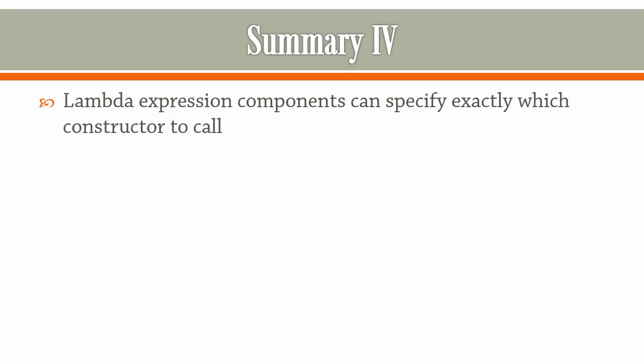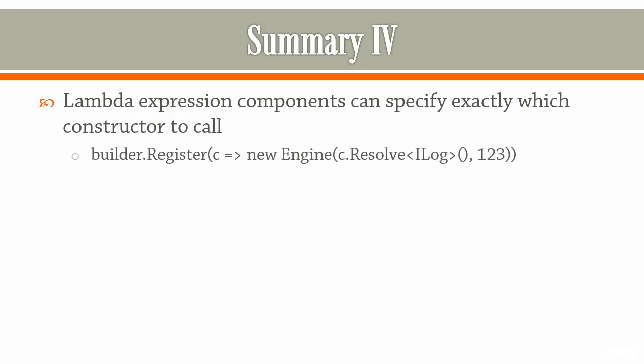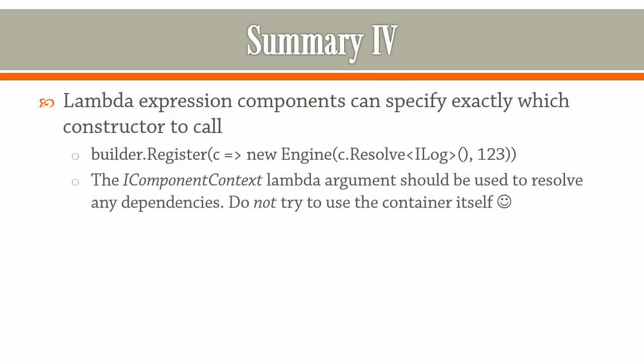Now, we also looked at Lambda expression components, and these are the most flexible ways of calling constructors and doing other things because they let you specify exactly which constructor to call and with what argument. So here you also use the register function, but you use it with a lambda, and this lambda allows you to resolve certain things because the type of the lambda is IComponentContext, and this is precisely the type you should be using to resolve any dependencies in your type. So if you want your container to resolve the engine type by initializing it with the resolved ilog service as well as the ID of 123, this is how you define it.